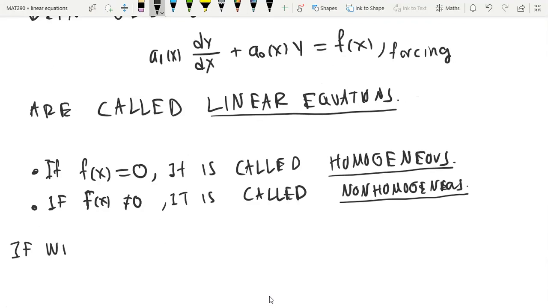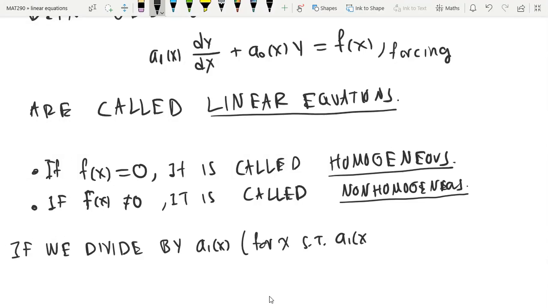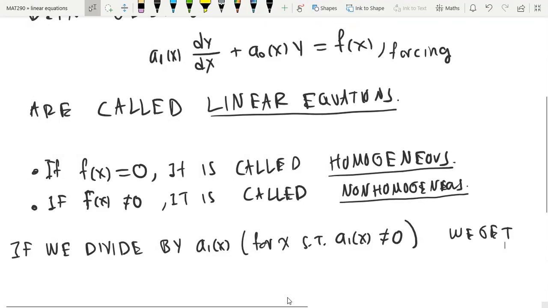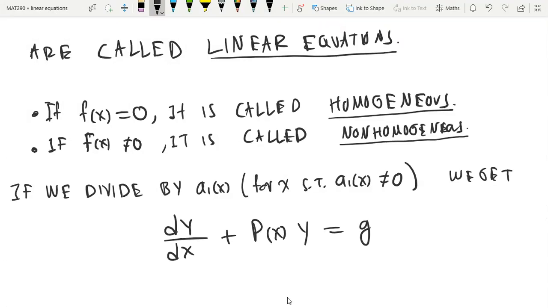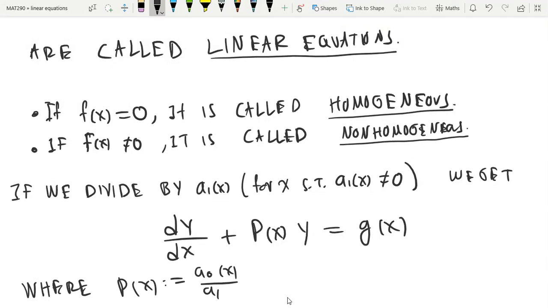And if we divide by a1(x), with a caveat because we have to make sure it's not zero, for x such that a1(x) is not zero, we get dy/dx + p(x)y = g(x), where p(x) is the ratio of the coefficients, and g(x) is the ratio of the forcing over a1(x).